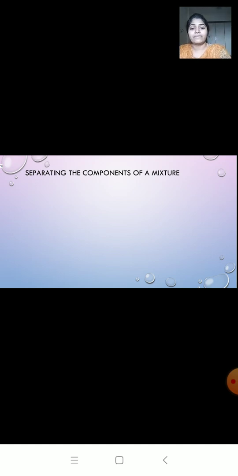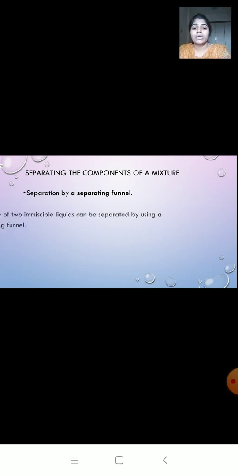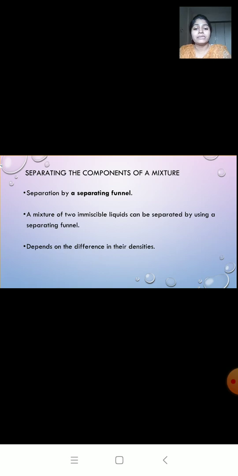For that we have a special apparatus called a separating funnel. A mixture of two immiscible liquids can be separated by using a separating funnel. This separation technique is based on the differences in their densities. It means the liquid which is denser will form the lower layer, and the liquid which is less dense will form the upper layer.